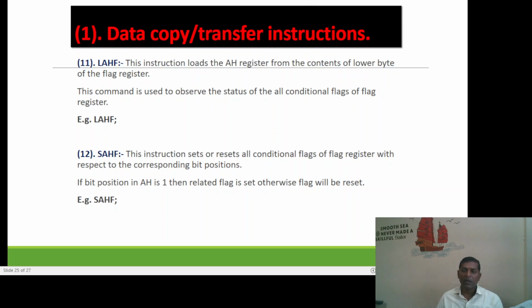The other way, we can also set the flags, the conditional flags. Sometimes we need to control the flags. In that case, first of all, we will load the AH register, and then we will move this particular information with which the flags will be either set or reset using the SAHF instruction.